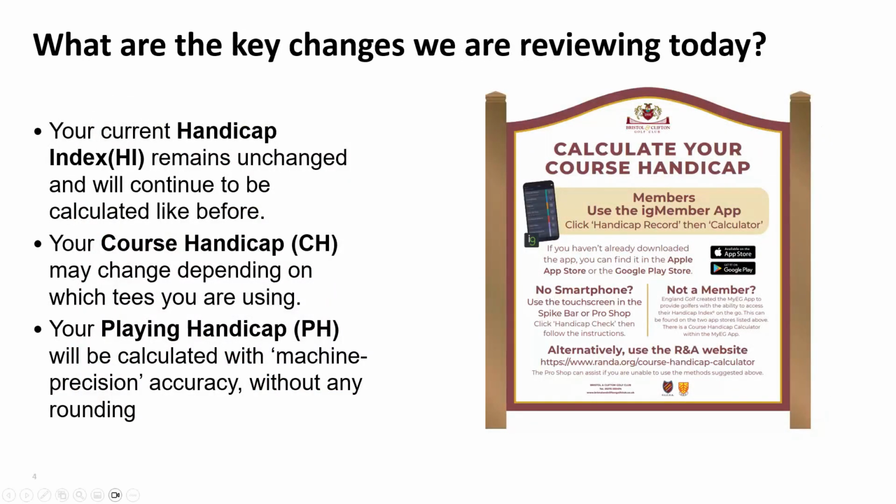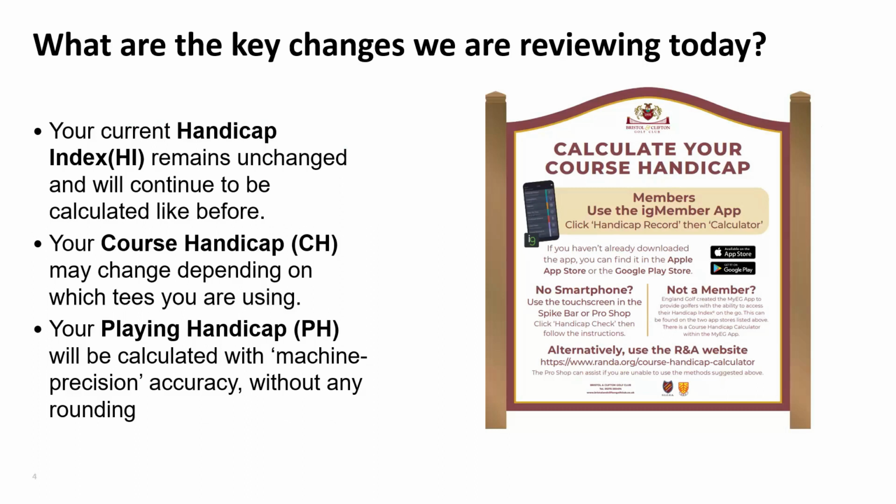Okay, and just to finalize this introduction, what are the things that we're going to review today? Really, this call is just to focus on the handicap changes. The key things being your handicap index remains unchanged, and it's calculated using the same model as before, so it's the average of the best 8 scores over your last 20 rounds. The 2 things that are changing are how your course handicap gets calculated and how your playing handicap gets calculated.